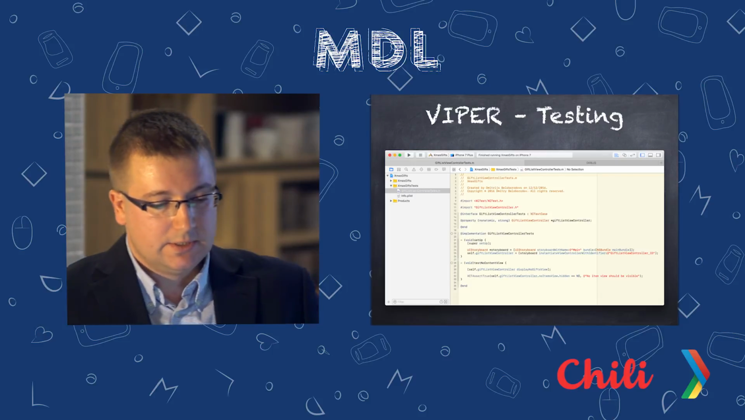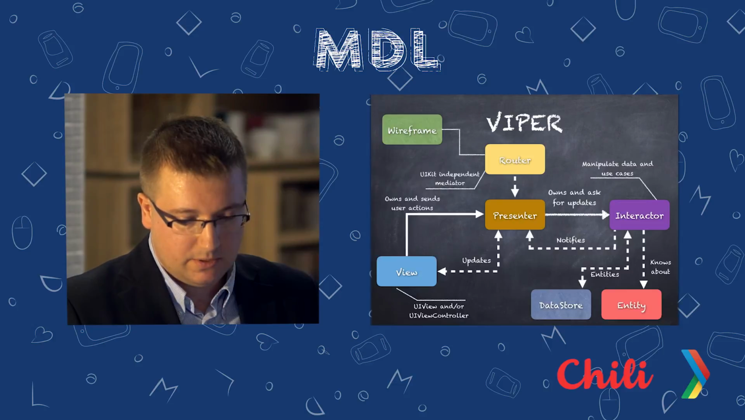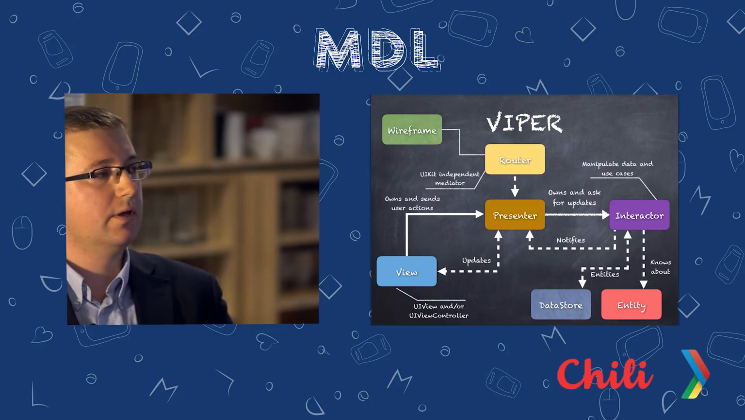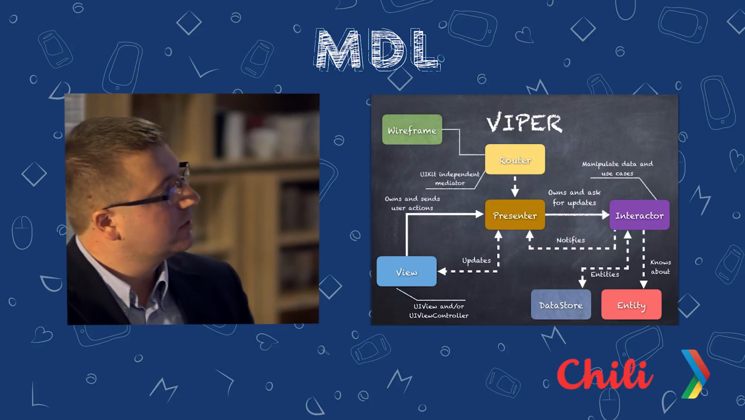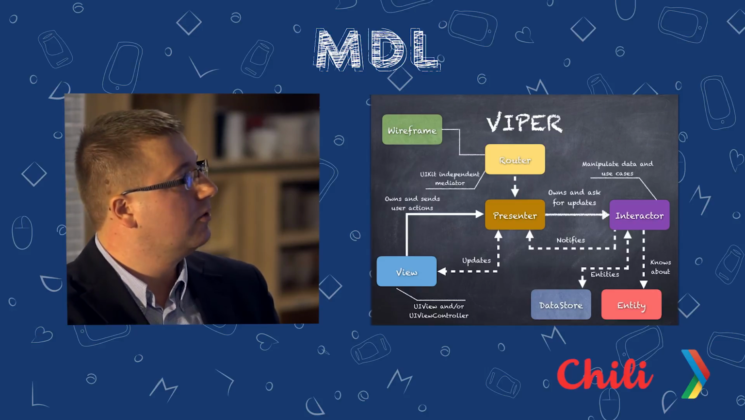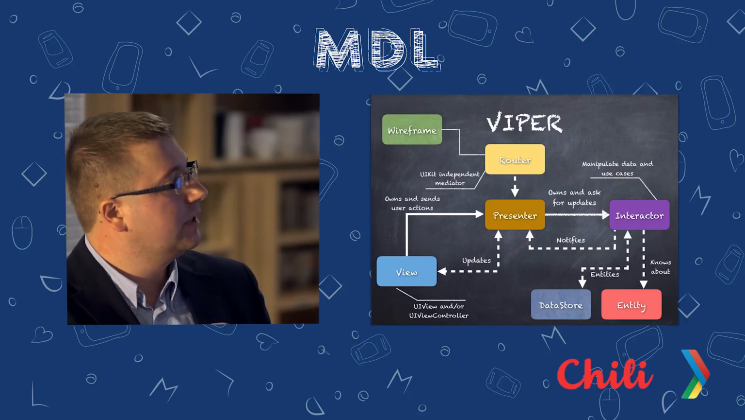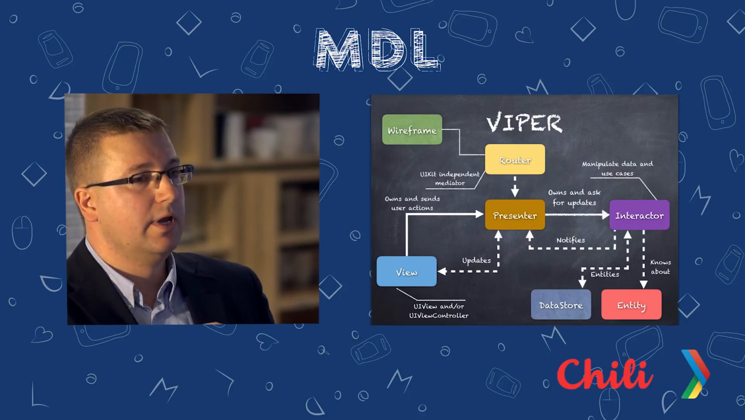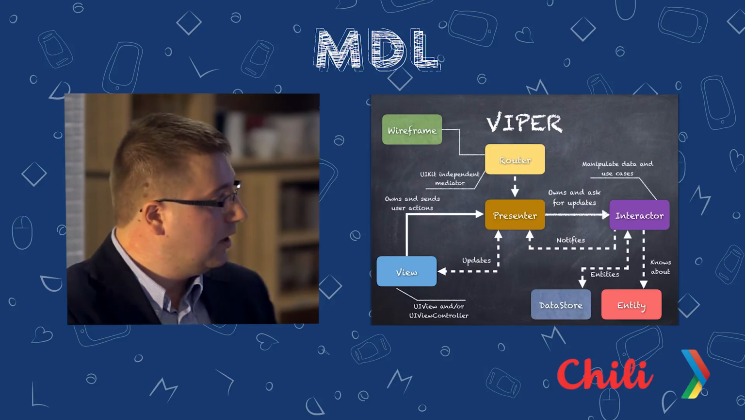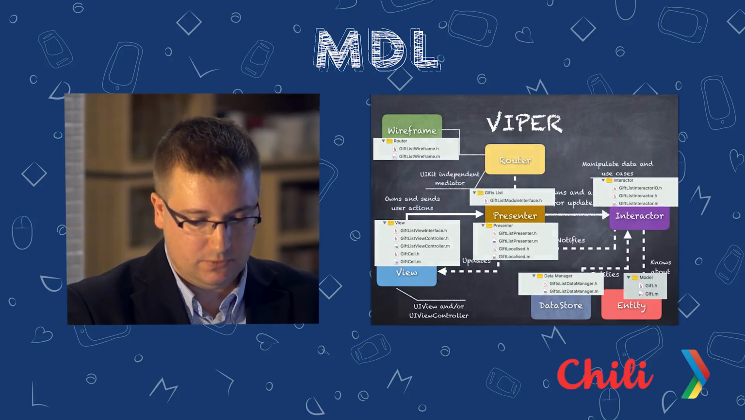Testing. Since every part of the Viper is separated, you can easily mock, for example, with the interactor, you can mock the data store and the presenter and test all the methods of the interactor. With the presenter, you can mock the view and the interactor and test everything about the presenter. So it's highly, highly testable, each part of that. And even the view. The iOS developers know how hard it is to test the view.